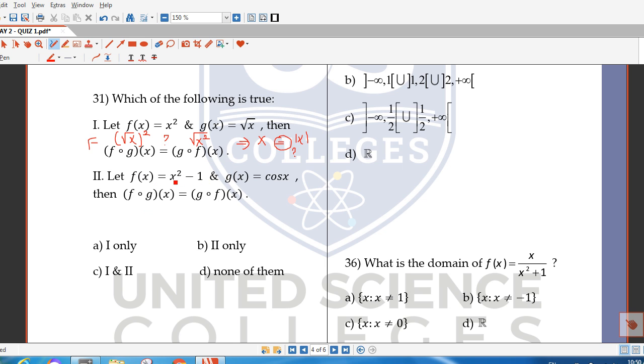And the g function will be written in the function f, so it will be cosine square x minus 1. Equal or not? The f function will be written in the function g. In this case, it will be cosine of x squared minus 1. They are completely different from each other, so none of them are true.